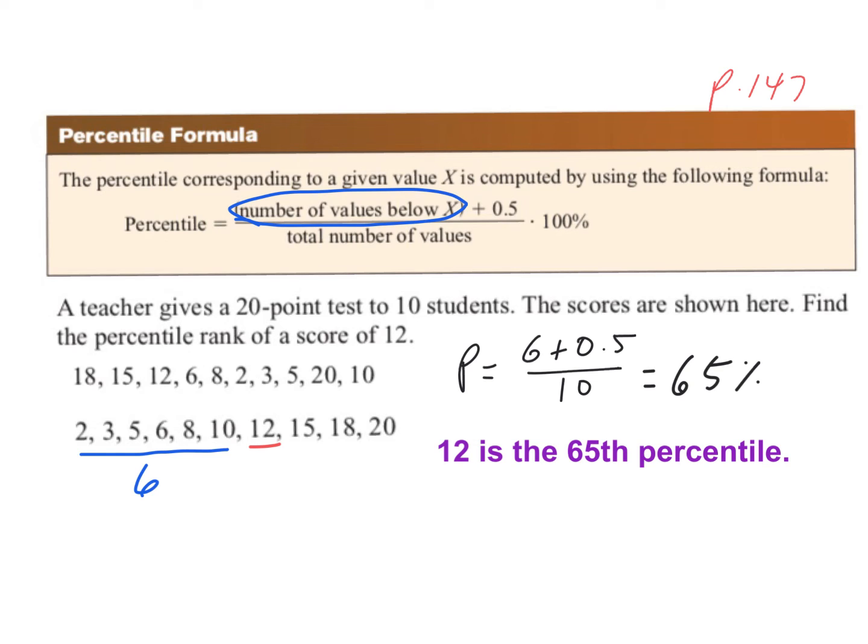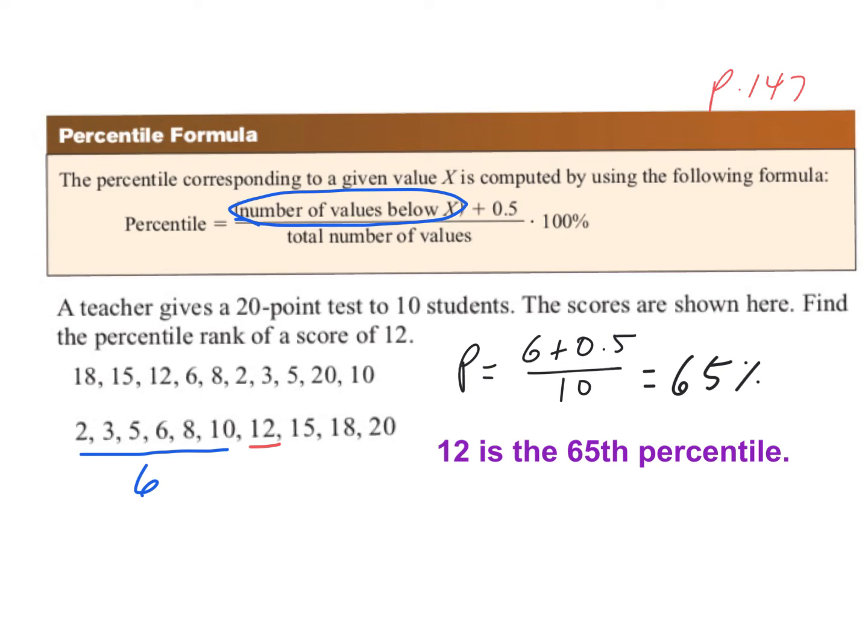Now, if we go the other way, and we're trying to find which data value is a particular percentile, we have a different formula that we have to use. Okay? And just to finish off on this one, this person, they're 12 out of 20, they're 60% on the test.